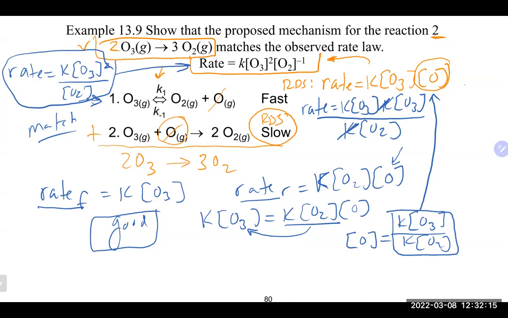So this is a very common mechanism problem where they sort of give you everything and you have to use the mechanism to prove that it's good or bad. Again, the 2 ways you are going to do that: all the steps add up, and when you finally substitute out and get that rate law for the slow step that has just the overall species in it, you should be able to compare it and see if it matches.